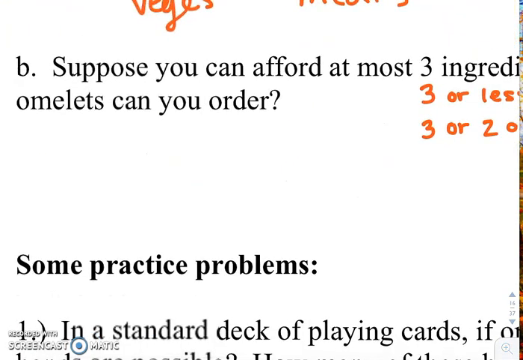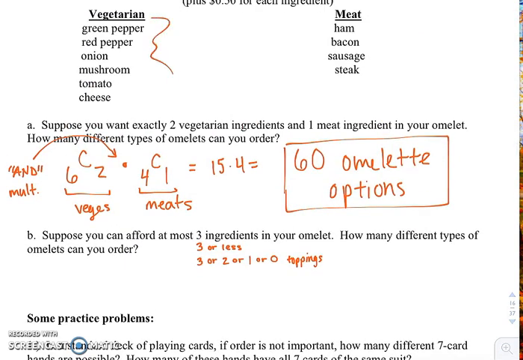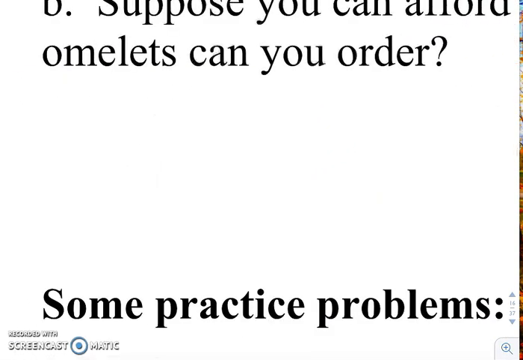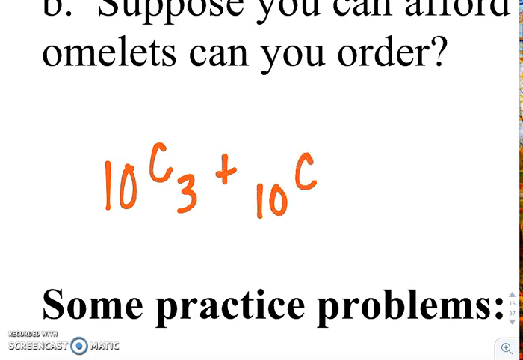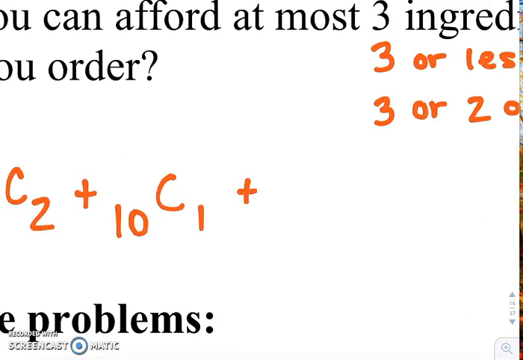So the first option, so we have a total of 6 veggies and 4 meats. So there's a total of 10 toppings you guys can choose from. So the first option would be to do 10 choose 3. That's the most you could choose. Or you could do 10 and only pick 2. Or pick 1. Or you could even choose no toppings, and that would really just be eggs.